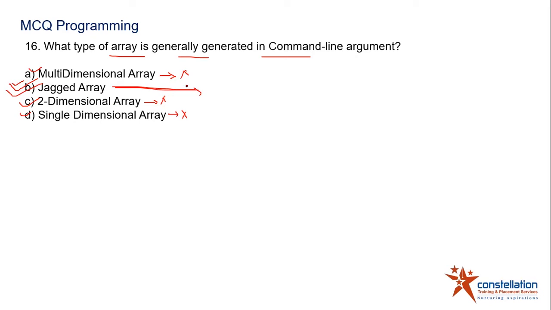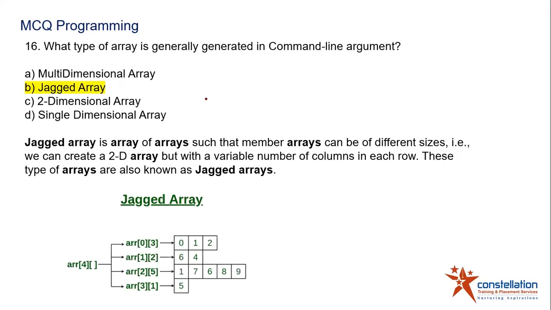But still, the question is: what is a jagged array? Let's understand that. As I said, jagged array is the correct answer. A jagged array is an array of arrays where there is a variable number of columns in each row.